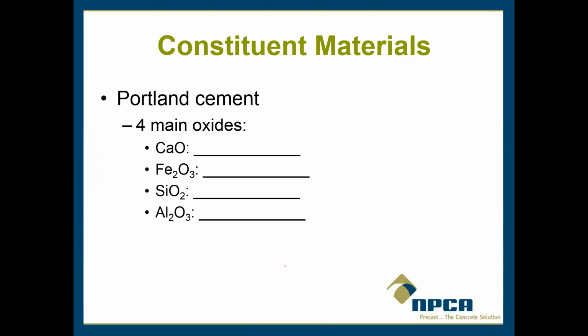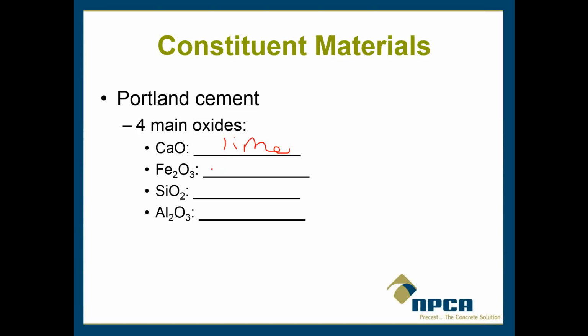And this is one other slide. Promise there aren't any more surprises like this. If you could please fill these in. The four main oxides that we find in cement are lime, which is CaO. So this top line should say lime, not limestone. And this comes from the limestone.